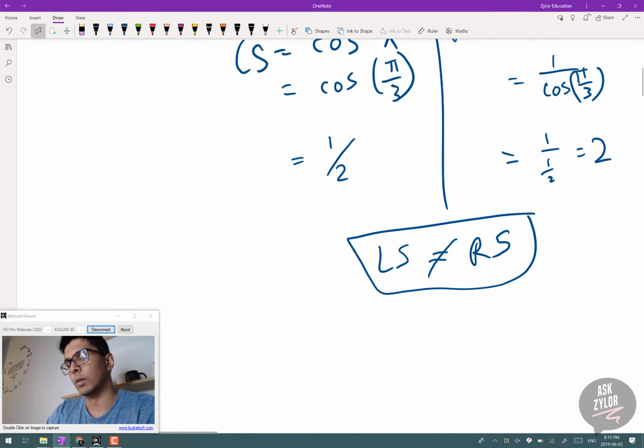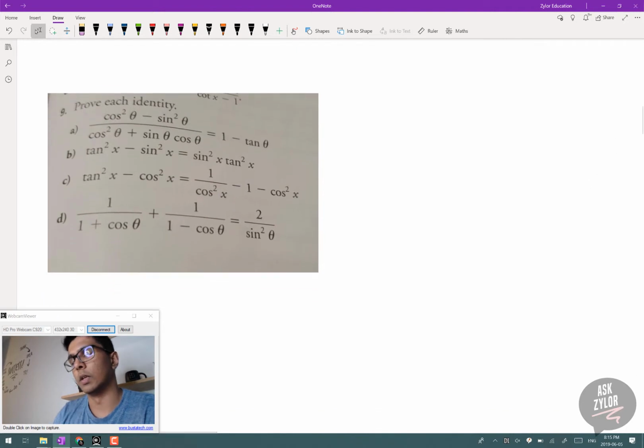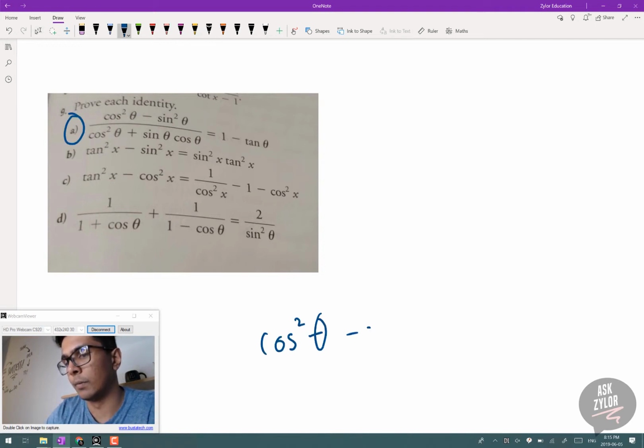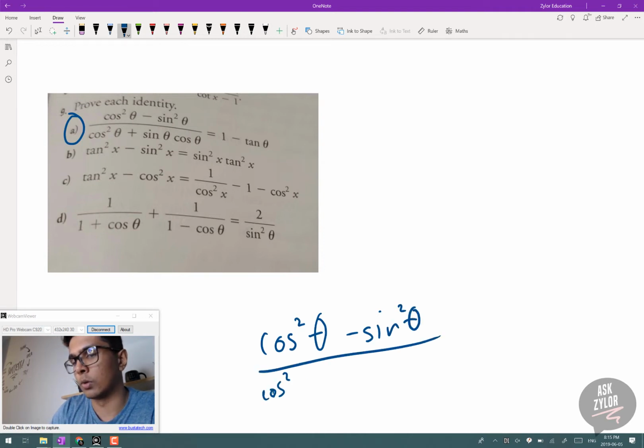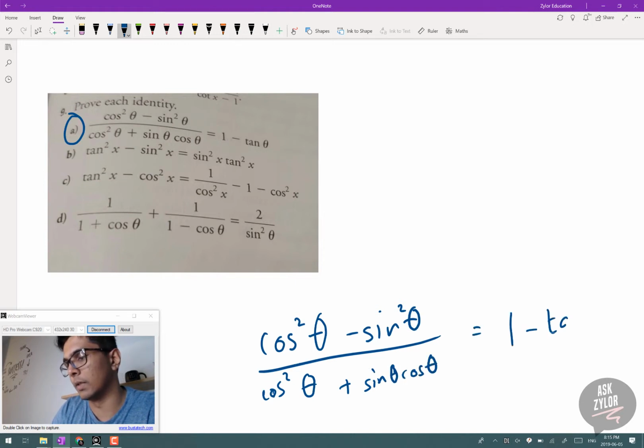Right, so we're going to do a trig identity question, so we're actually proving this identity. So again, we're going to do just part A. So we have cos squared theta minus sine squared theta over cos squared theta plus sine theta cos theta. All this is equal to 1 minus tan theta.